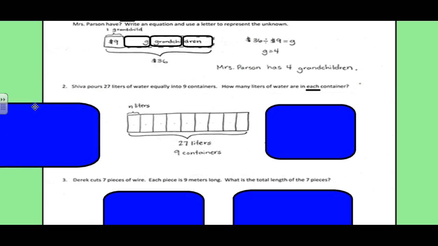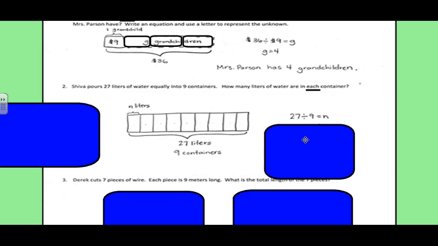So the tape diagram, we know that there are 9 containers. So on our tape diagram, we have 9 sections, and we labeled it down here that there were 9 containers. And then we know that there are 27 liters total, but we did not know how many liters each container had. So in this tape diagram, it's blank. But if you finished your tape diagram and you figured out how many was in each, that is fine with me as well. The equation I was looking for was 27 divided by 9.